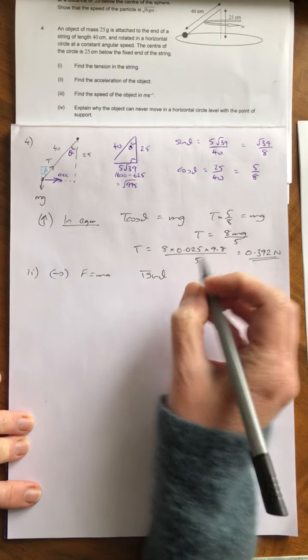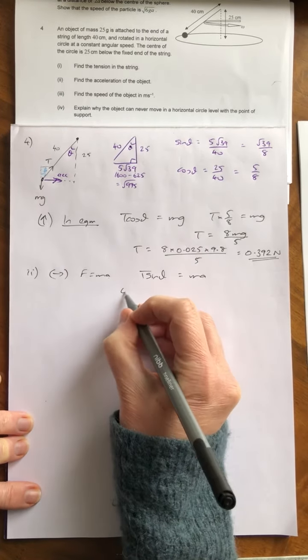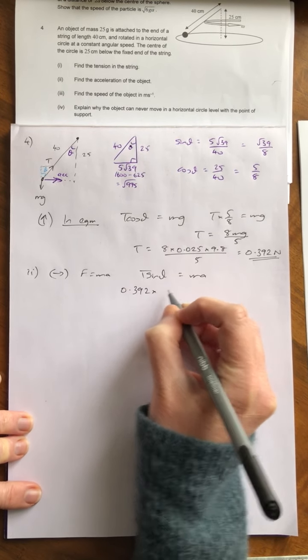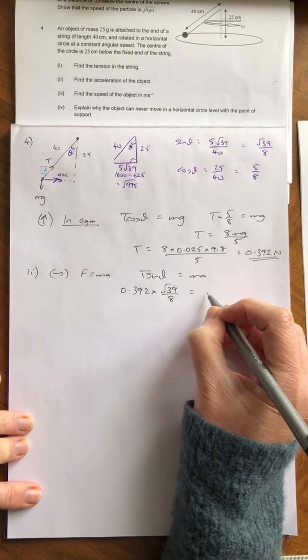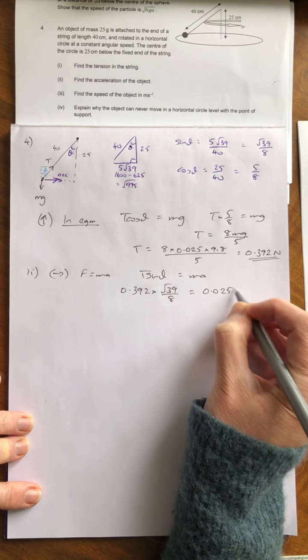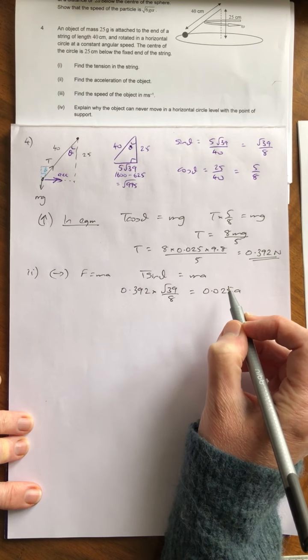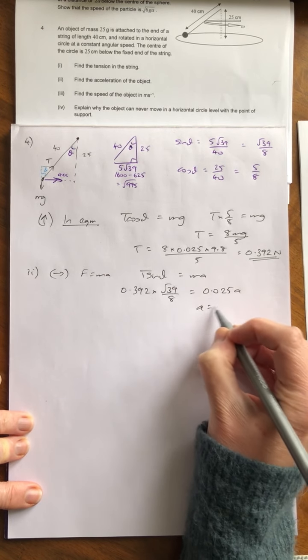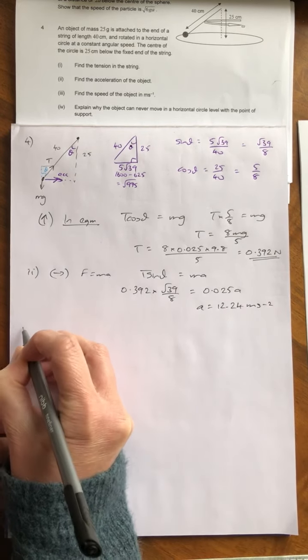Yep, just check that component is opposite my angle there, so it's going to be the sine component. T sine theta is equal to mass times the acceleration. T is 0.392 multiplied by sine theta, which is root 39 over 8, equals 0.025a. Divide all of that by 0.025 and I get an acceleration of 12.24 meters per second squared.